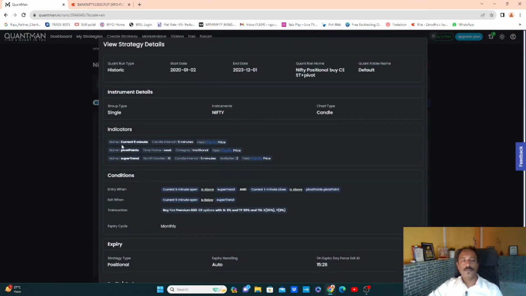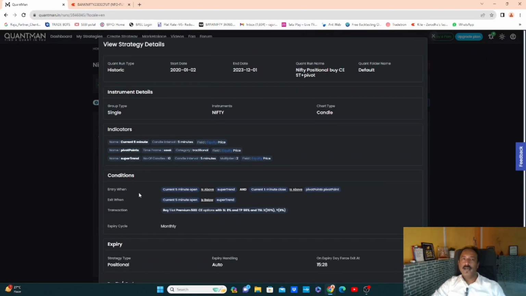If you come here, the same, we have taken it for a 5 minutes candle. Previously we checked it for 3 years on 3 minutes, and this is for 5 minutes. And I have added a pivot point as well. So I didn't go with just the super trend. I have added a pivot point, which is weekly traditional. You can go for Fibonacci or any pivot point or Camarilla. You can indicate it here, and it will take the entry as per your indicators. And I have added super trend also with a multiplier on the 5 minutes candle.